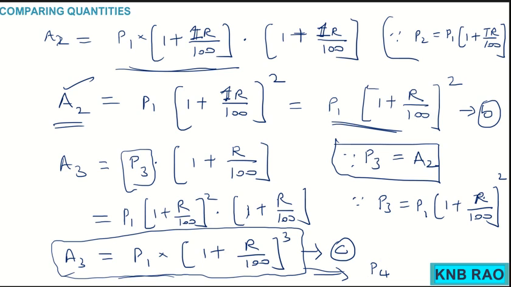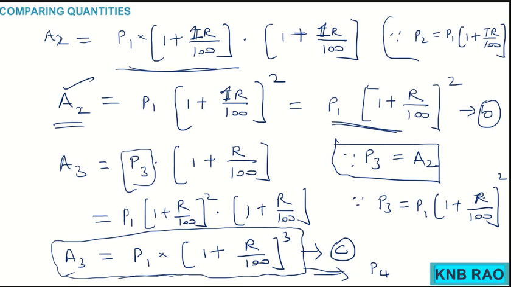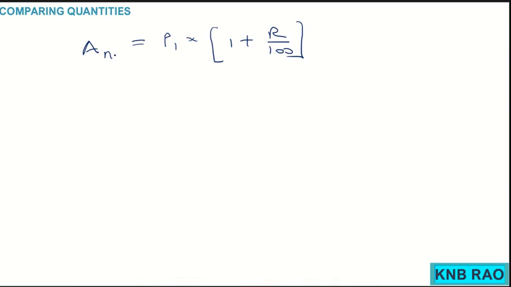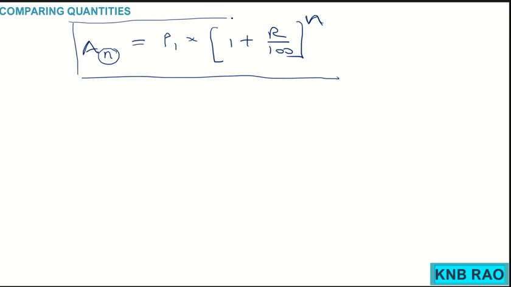So, continuing further like this, I can say the amount by the end of nth year is P1 times (1 plus R upon 100) whole raised to the power n. You watch, for the second year the power is 2. For the third year, the amount at the end of the third year, the power is 3. So, the amount at the end of nth year will be (1 plus R by 100) whole raised to the power n. So, this is the formula to calculate the amount in the case of compound interest.